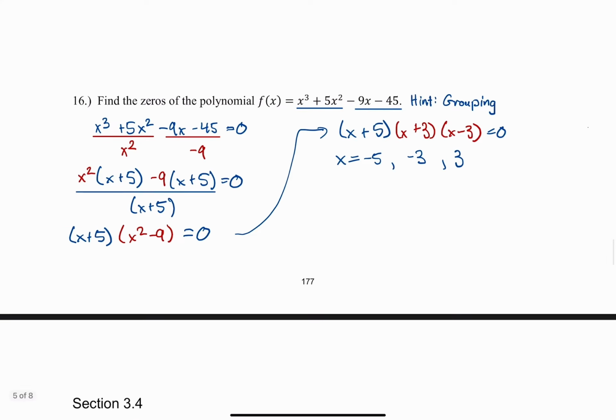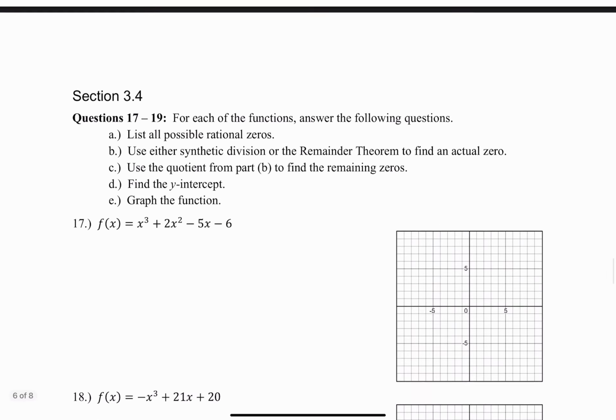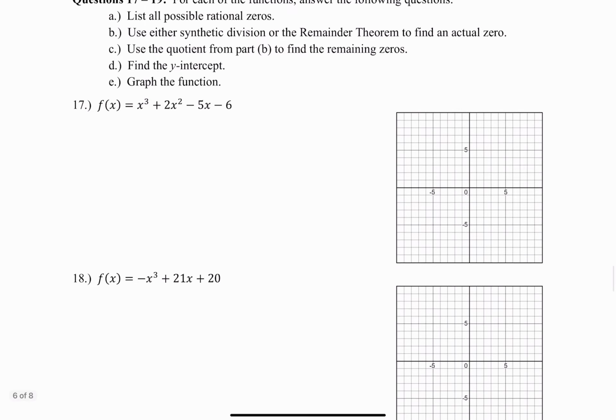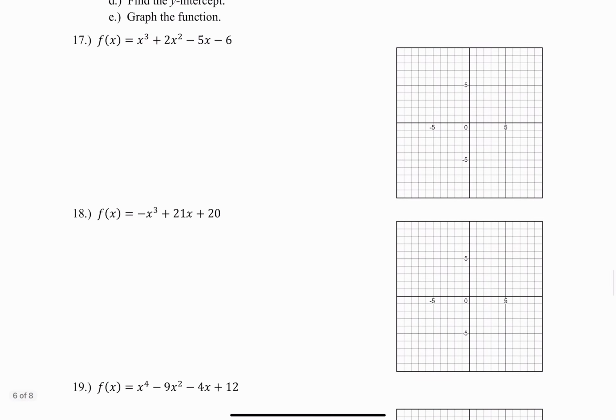All right. In the last section, we are asked to do basically the same thing we did earlier with the factored forms from 3.2. But we're asked to list all possible rational zeros and possibly use that to find the other zeros. So in the case of these three right here, none of them are factorable.